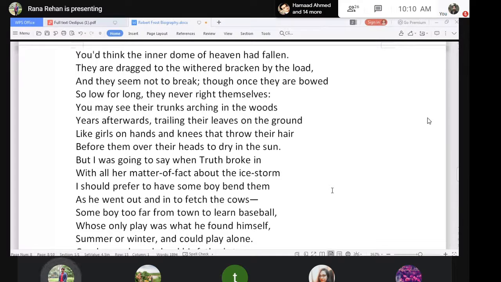He was the boy who was actually going down to learn the baseball, whose only play was what he found himself. So whatever he finds, if he finds anything to play with, it was his game. If he finds that okay, with the play he can play with the tree, so that was his play. It means what he wants to say. This is the philosophy of Robert Frost's life.